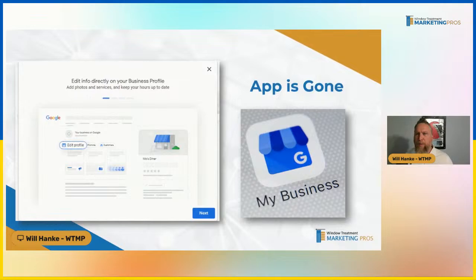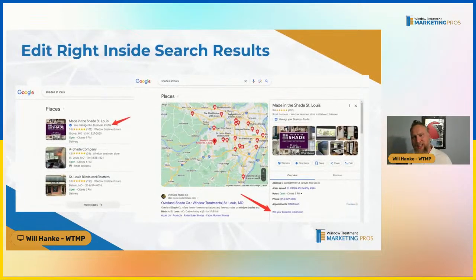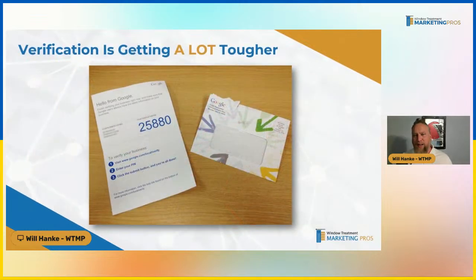So another thing is the app is gone. If you used the Google My Business app or Google Business Profile app in the past, it's no longer available. It was actually really nice that you could go in and edit your profile on your phone. All of that has been taken away from us. Now you just edit your business results right inside the search. You just do a search for your name, and typically you'll see you own or you manage this business profile. So you can click on that profile and actually edit it right inside there. We'll get into that a little bit more in a couple minutes here.